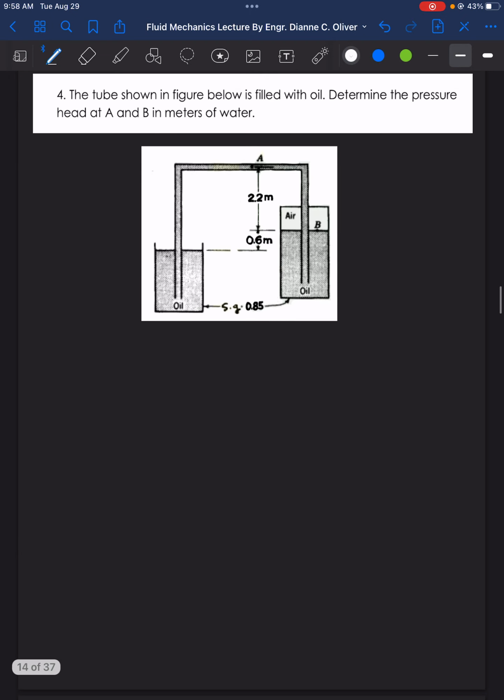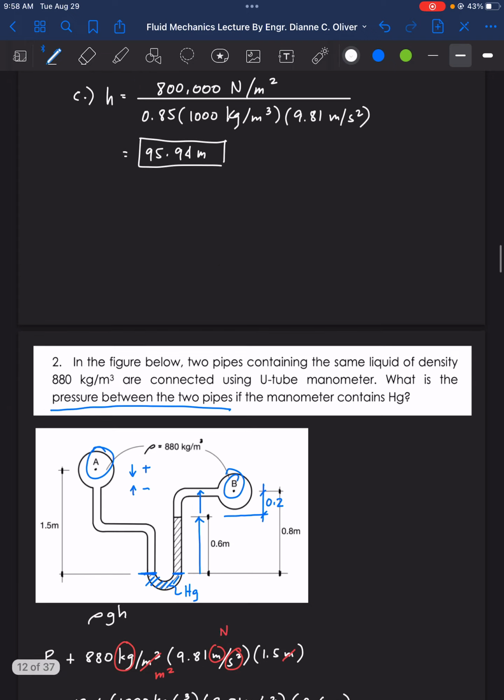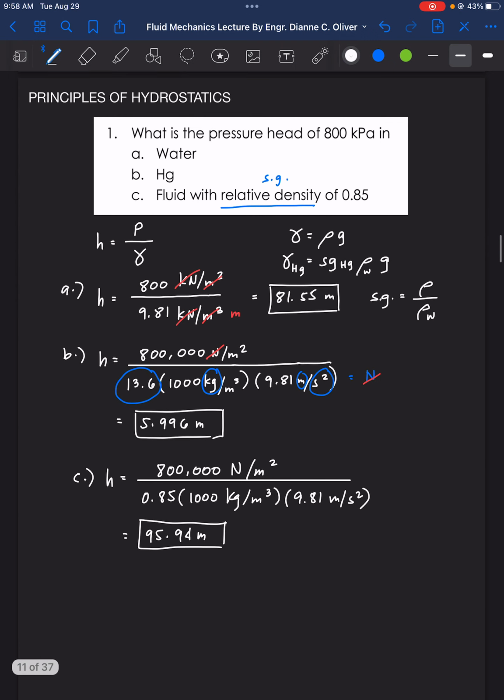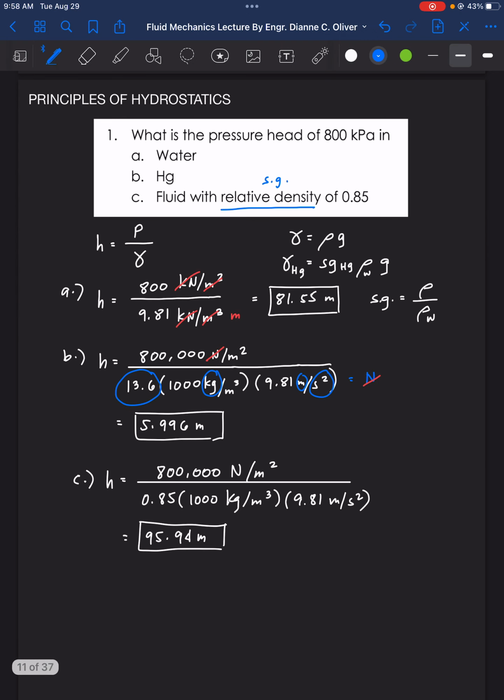We have here the tube shown in figure is filled with oil. So it contains oil. Determine the pressure head at A and B in meters of water. What do you mean by in meters of water? Remember example number 1. There will be different pressure head. It depends on what liquid we are talking about.